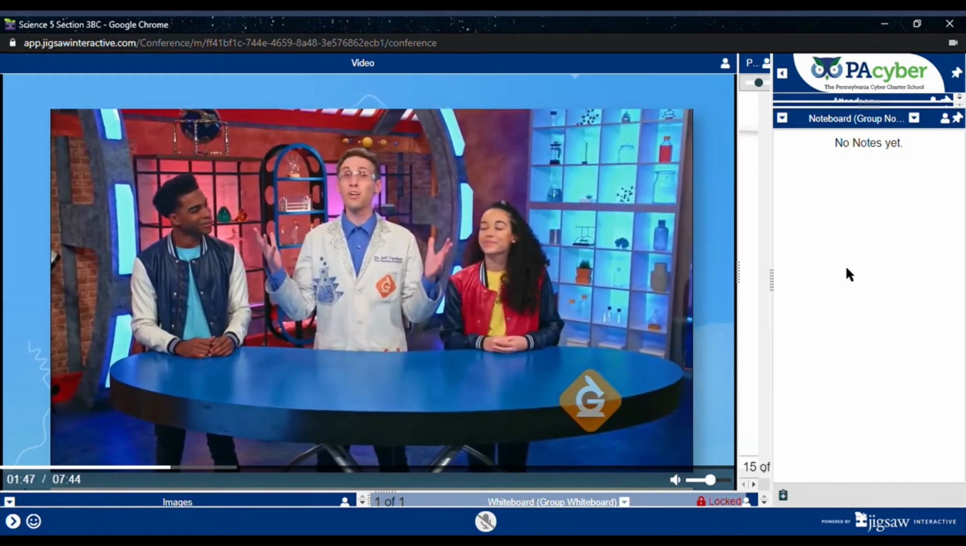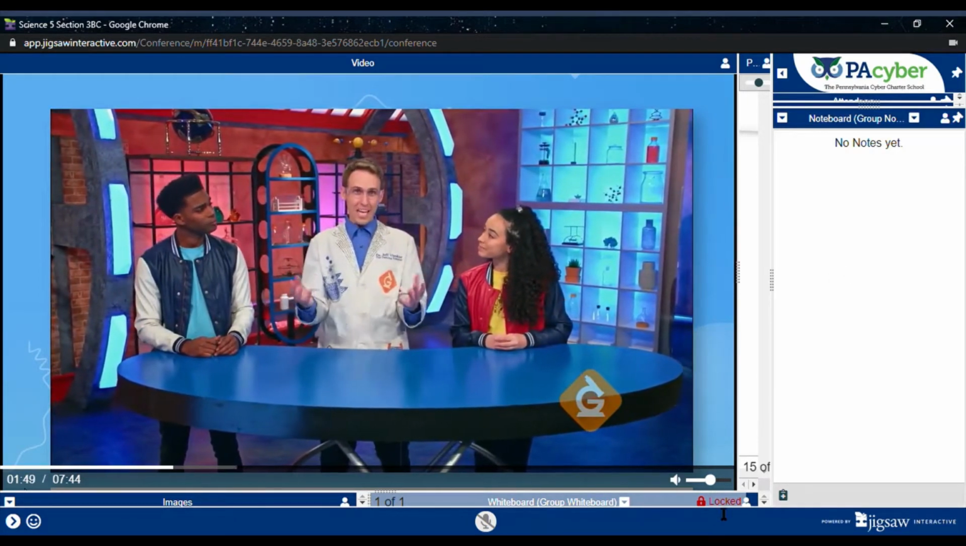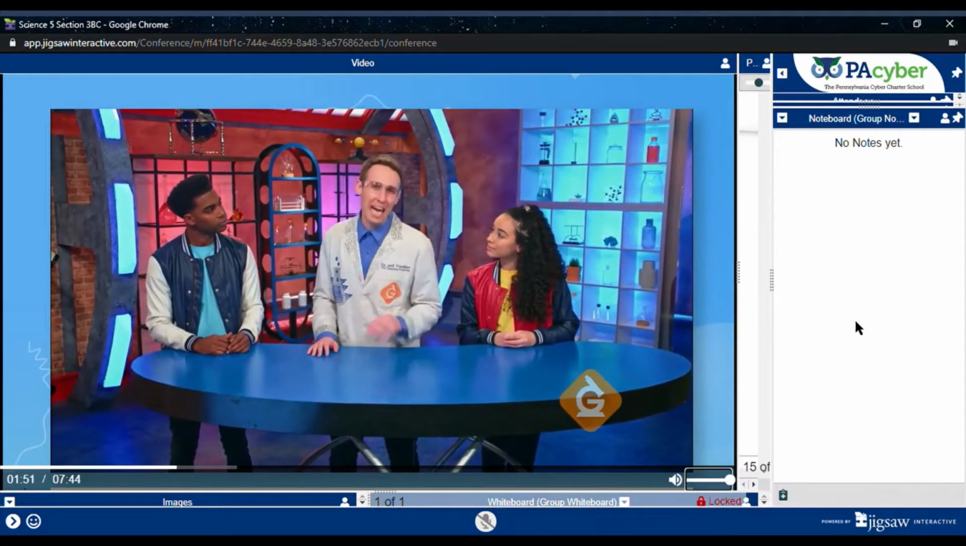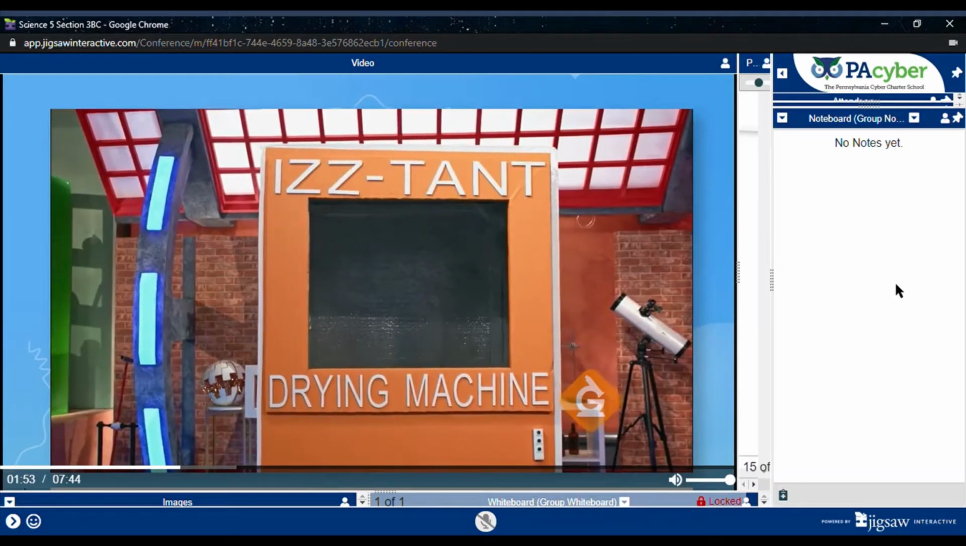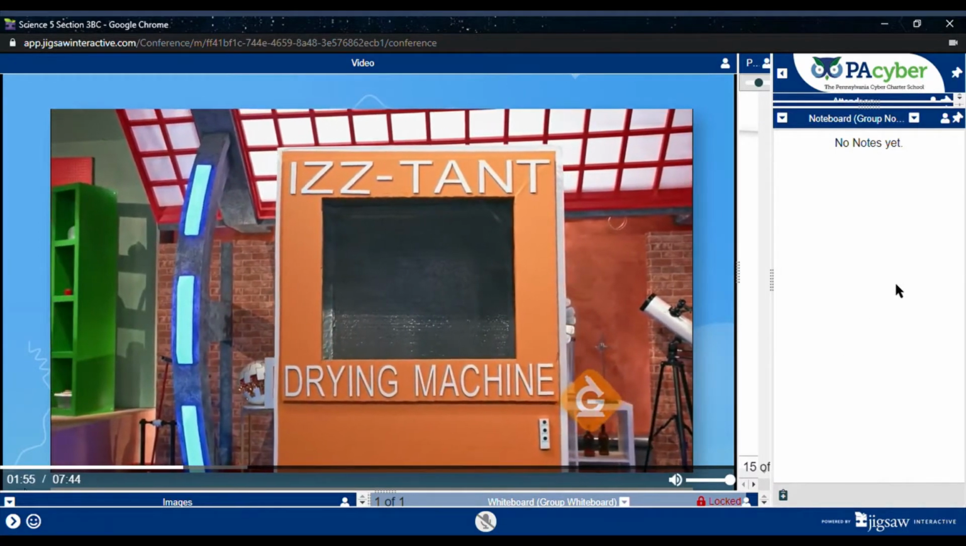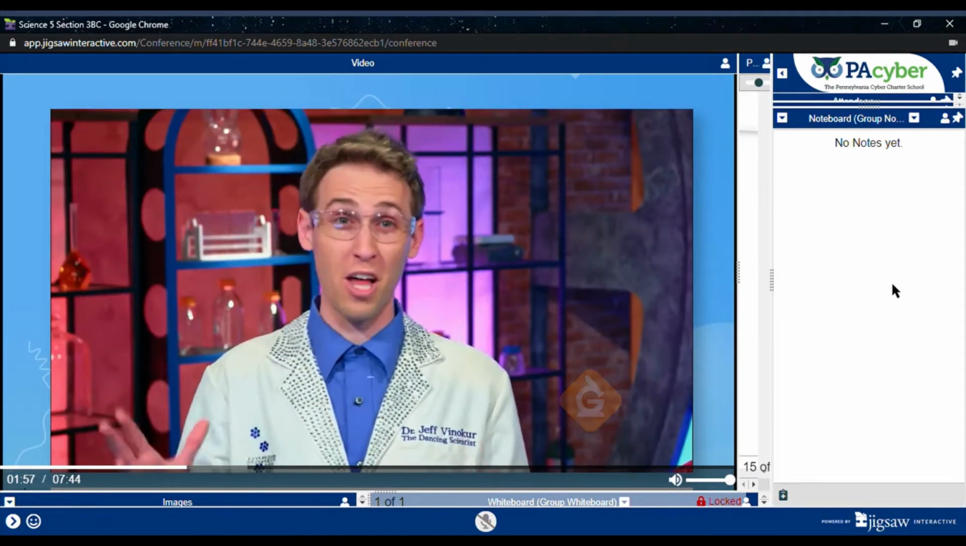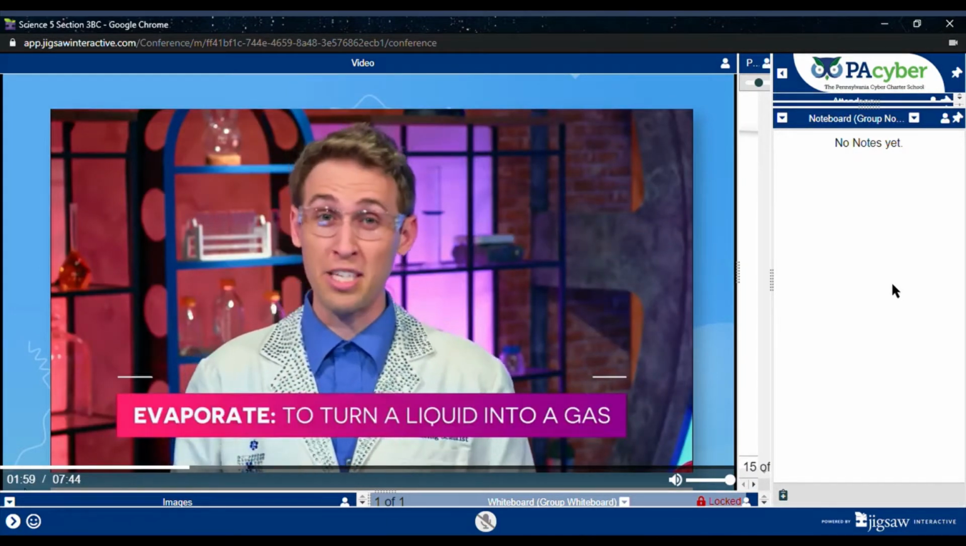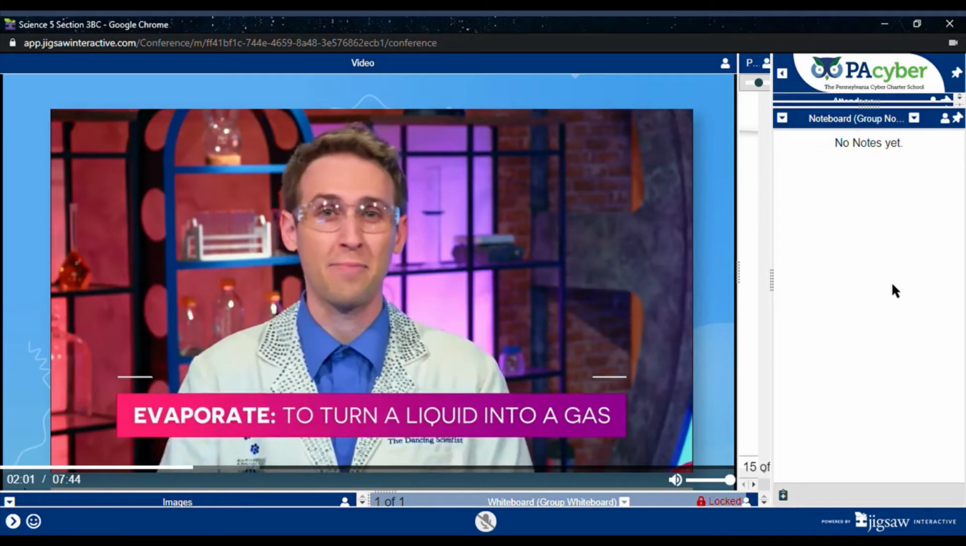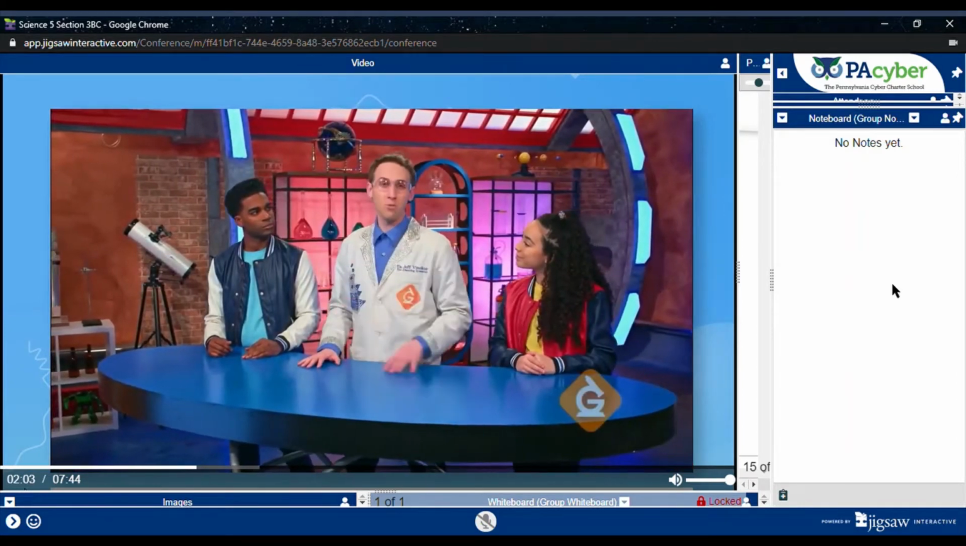We know where the water came from. It rained. But now let's find out where it ended up. Izzy's instant drying machine uses heat and moving air to evaporate water from your clothes. Evaporate means to turn a liquid into a gas. Let's look at how evaporation works.